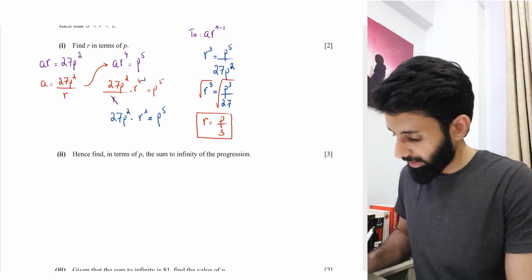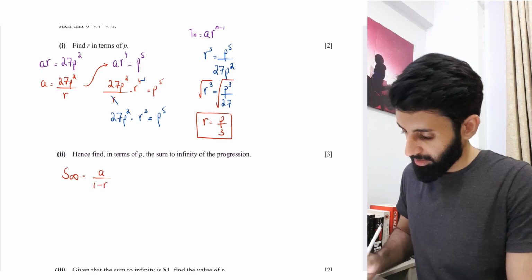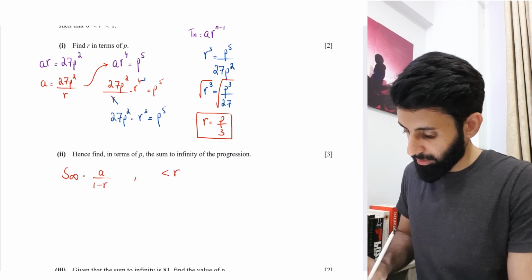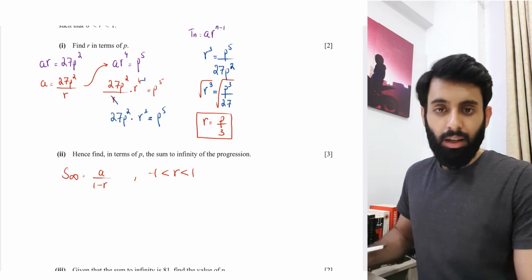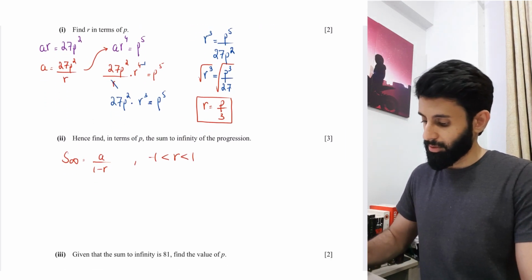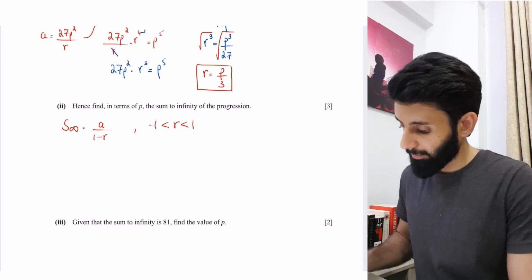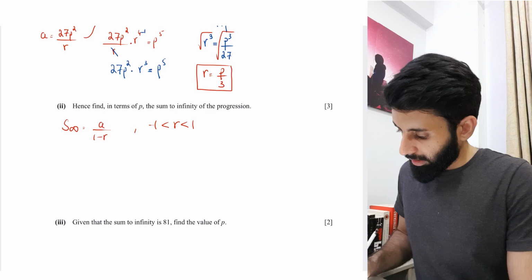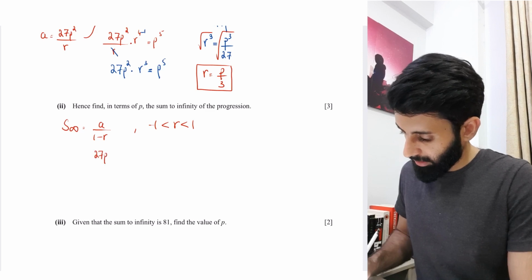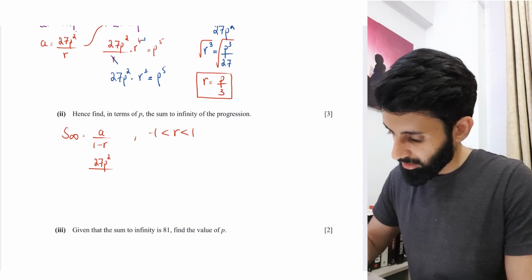Now sum to infinity is basically equal to a over 1 minus r, and you can only find the sum to infinity for as long as r is greater than minus 1 and less than 1. That's the reason why the question told us that the common ratio is between 0 and 1. That means the sum to infinity of this progression can and will exist. Now, a is equal to 27p squared upon r. You can see over here that this is what a is equal to.